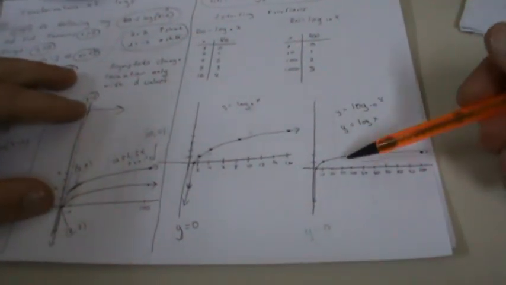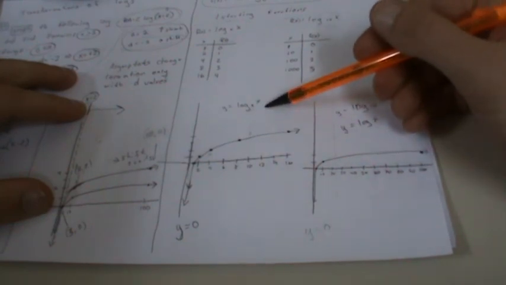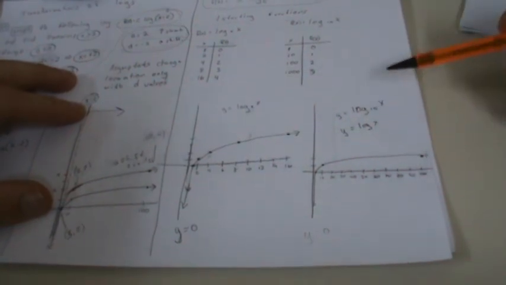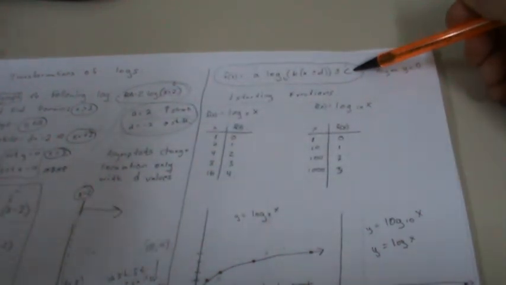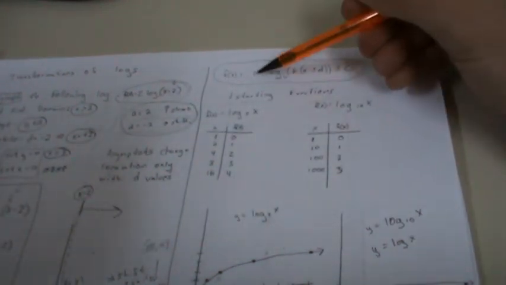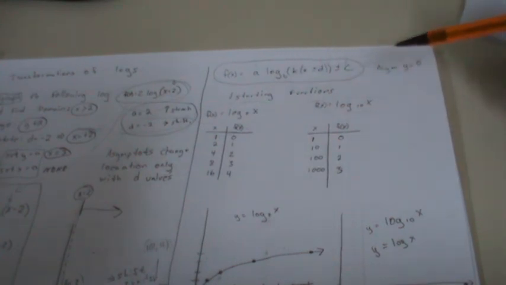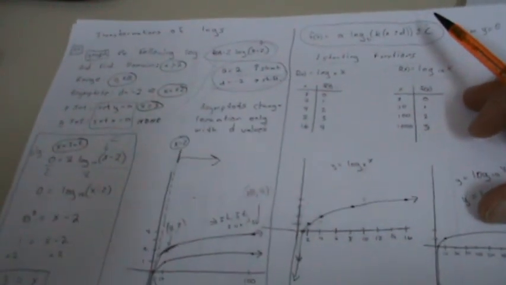And here, as I said before, are our starting functions for two of the basic ones, log base 2 and log base 10. And here is the general format for all logarithm functions, with a, k, d, and c values that do the same thing that they've always done in this class. Okay, and so there we have transformations of logarithms.